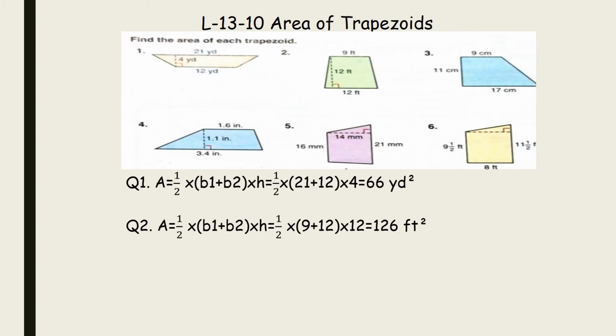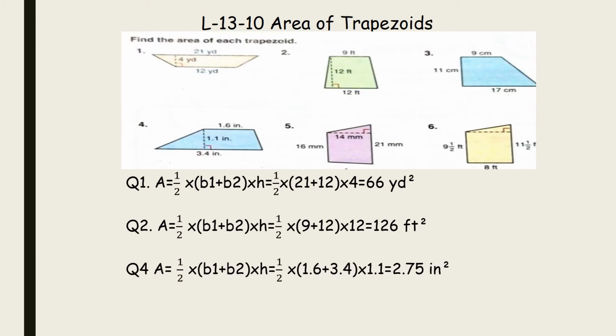Now you can see in this one, question number 4. What is the B1 and B2? 3.4 and 6.1, and the height is 1.1. Then how to solve? Just put the values again the same way. Yes, same. 6.1, 3.4, B1 and B2 and multiplied by 1.1. Then you can solve. What is the answer? 2.75 inches square. Remember, in this one square is there.